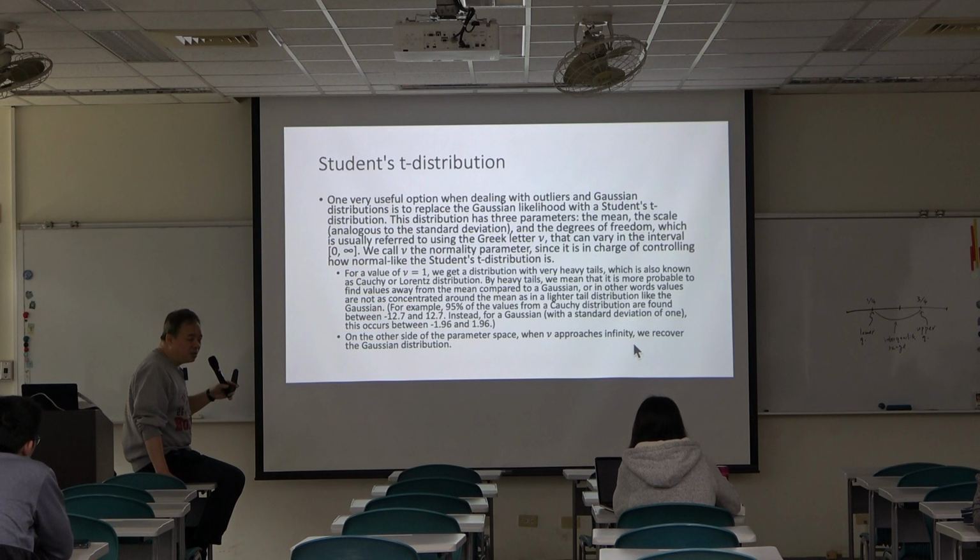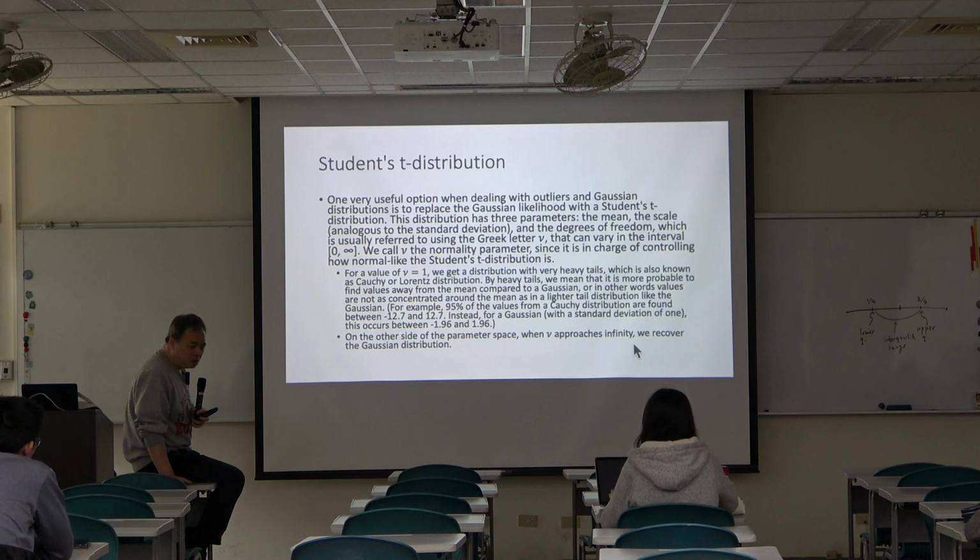So because of this nature, the student t distribution is able to handle outliers much better than the Gaussian distribution. It is not as concentrated to the mean as a light tail distribution like the Gaussian. When we say light tail, it means it's more concentrated to the center.